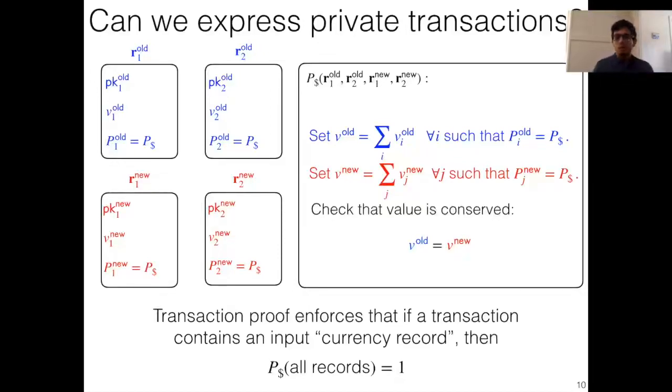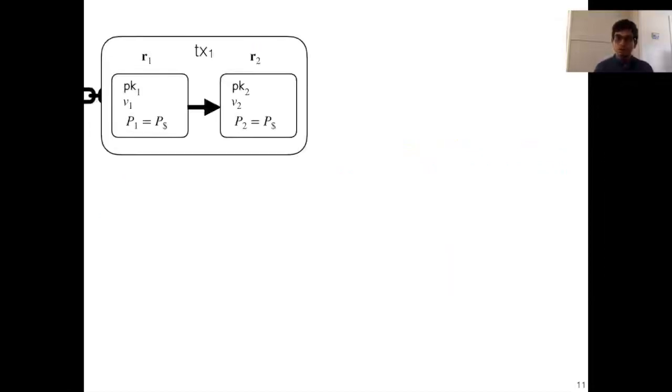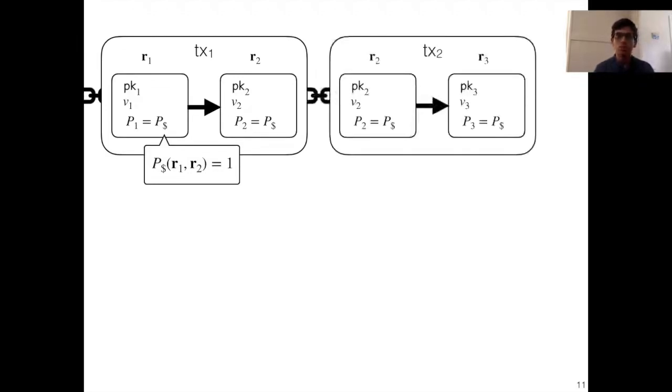Okay, let's see if this actually works by considering some transaction flows. So first, let's consider an honest transaction. So here, there's some user who has a record R1, and they want to spend it and create a record R2. So they create a transaction, and the transaction proof will assert that the value conservation predicate is satisfied. Okay, and then similarly downstream, another user can spend R2 with the same mechanism. Okay, so clearly, honest user workflows are preserved.